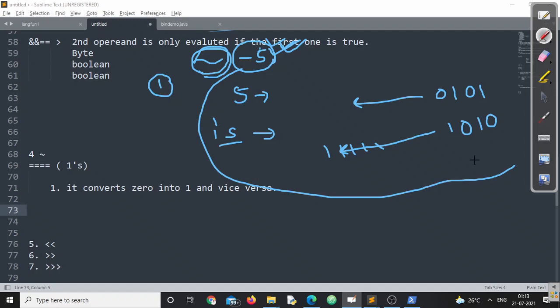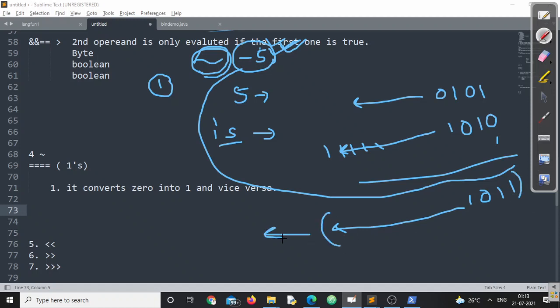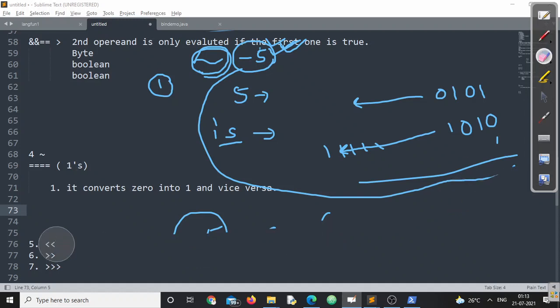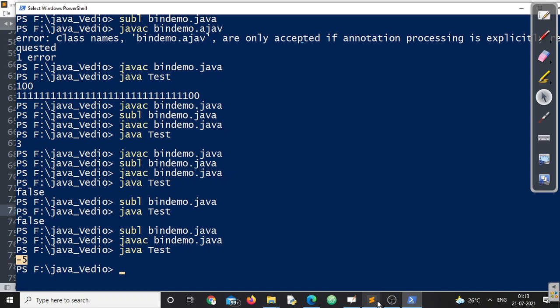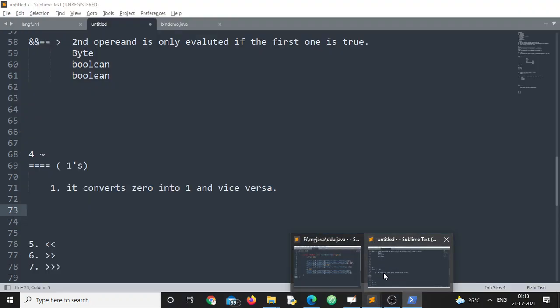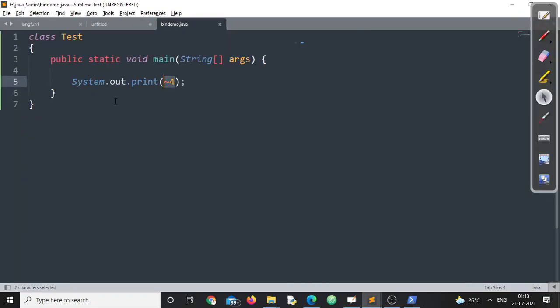The second thing, I need to add 1 here. So what will be the value? The value will be 1, 1, 0, 1, and all the ones. All the ones are here, right? Now this is minus 5 stored in memory. This is how minus 5 will be stored in memory, right? If you want to cross check, we can also go for that. Let us cross check what the value of minus 5 looks like if I store it in 2's complement form. Let us go for that.